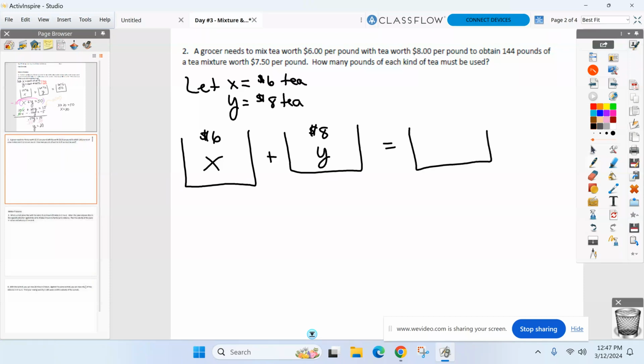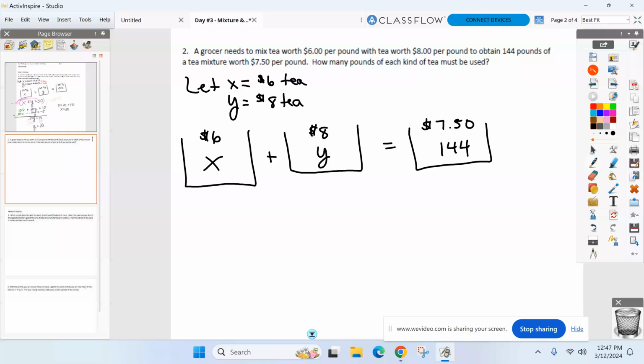Final bucket has what in it? I want $7.50 tea. Oh, we know how much we have here and here. How much do we have? A ton. 144 pounds. That's a lot of tea. Yes, sir.